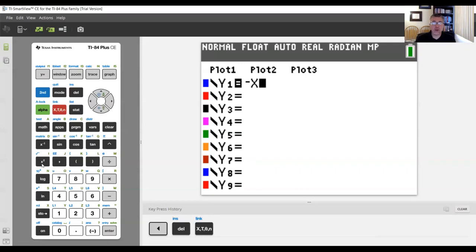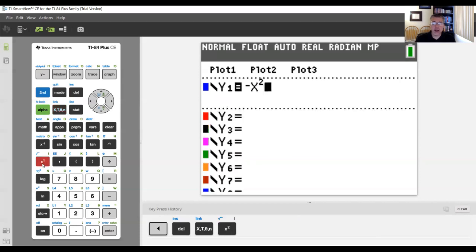And then I'm going to square that. The squared key is in the column below alpha and math, and there's a squared key here. And I'm going to square that. Now, I'm going to add 6x. So I'm going to hit the plus key, and then 6x.